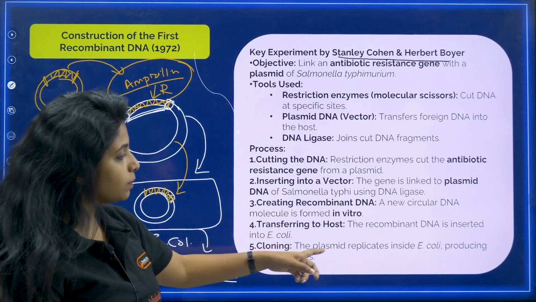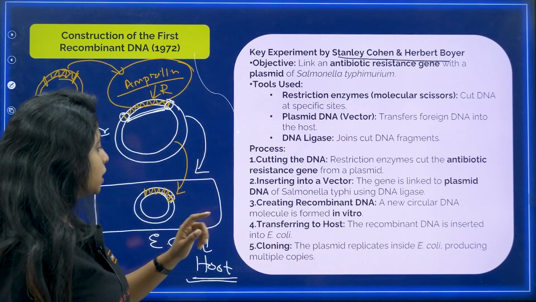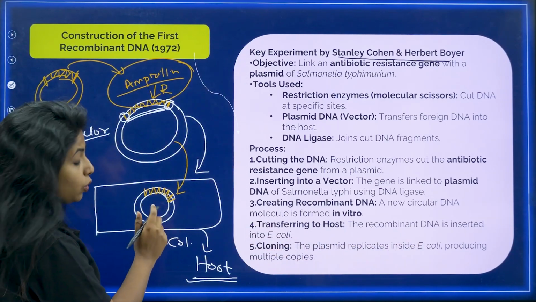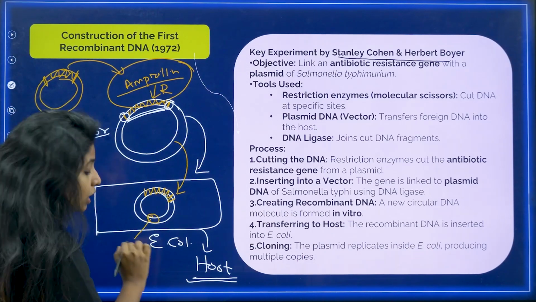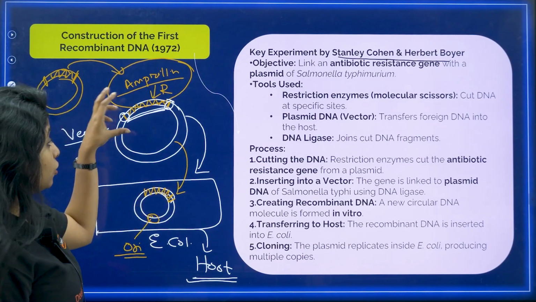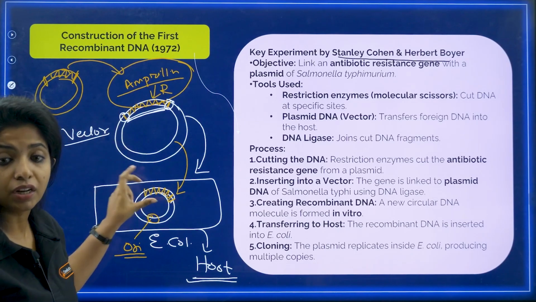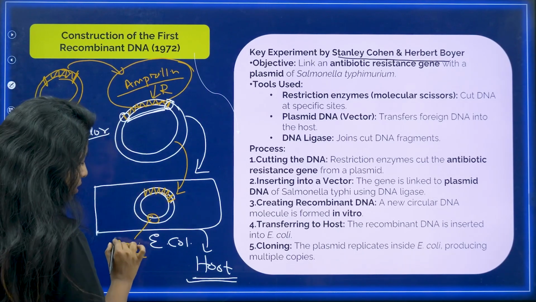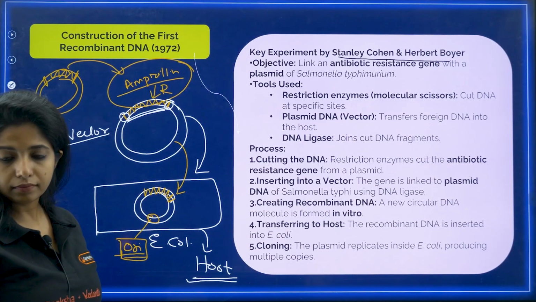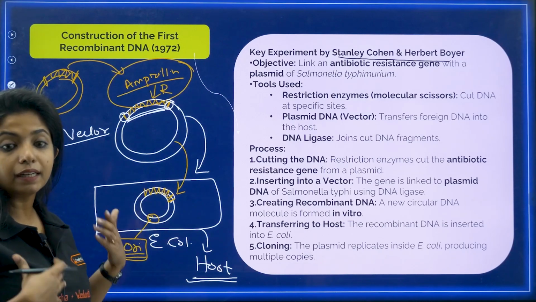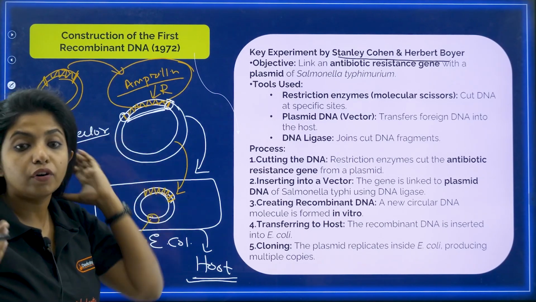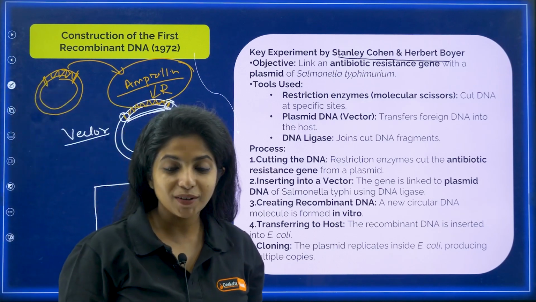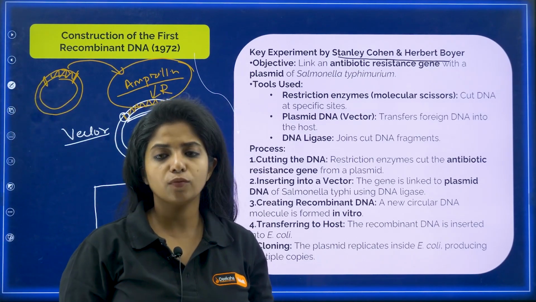Now cloning. The plasmid replicates inside the E. coli, producing multiple copies. This particular plasmid, I told you, has a site that is known as the origin of replication, my dear children. You need ori. If you are a vector, someone who is there to transfer the desired gene, you have to make sure that it has an origin of replication. So this will be replicating, and that's how the antibiotic resistant genes and everything were also being produced.